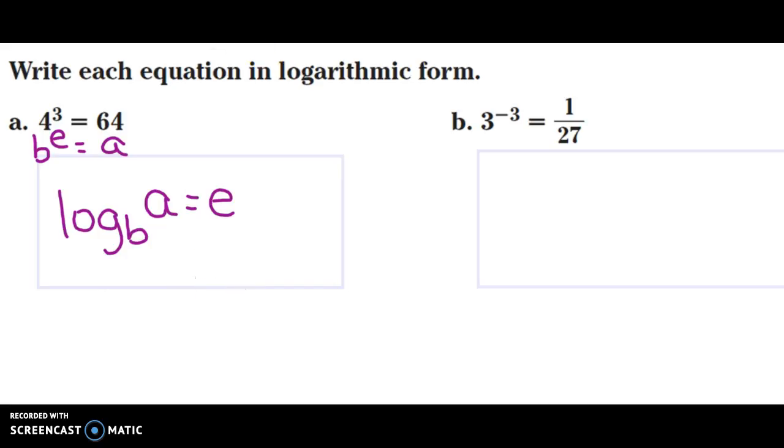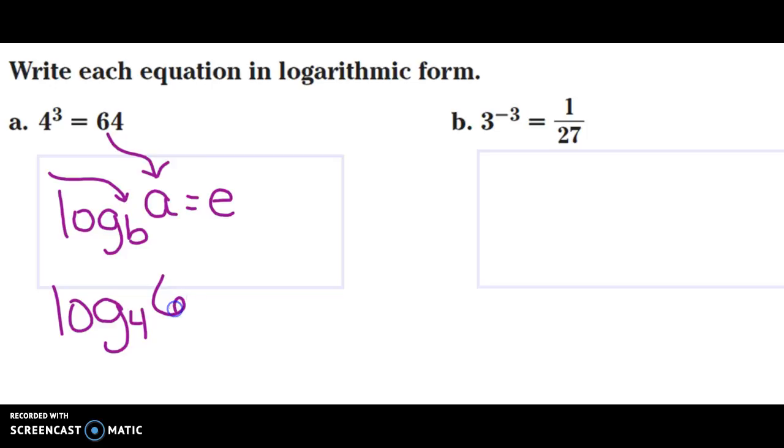You could also just remember that you keep your base the same, in the same spot, and you switch the other two numbers around. In this case, 4 to the third is equal to 64. We're going to write log base 4, and then our answer was 64, so we put 64 here, and that's equal to our exponent, which is 3.